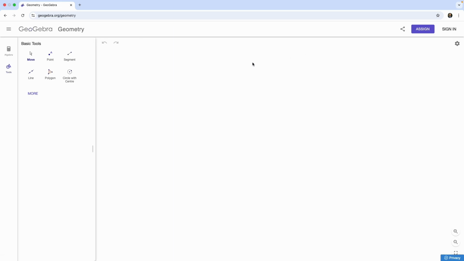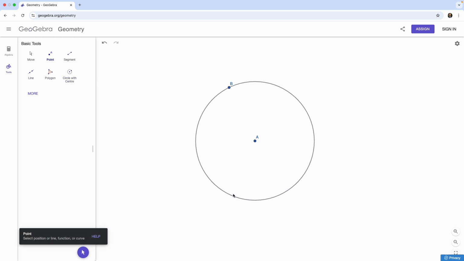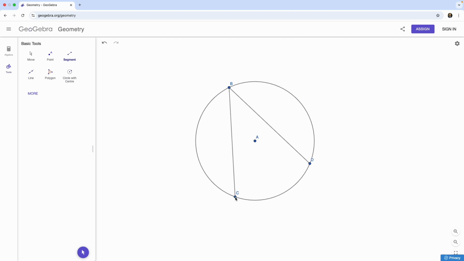So we need to draw a circle with a center. So we'll click on this icon and we'll draw a circle. Now we need 2 points that lie along the circumference, 2 more points. We'll have a point here and a point here. Now we want to draw some chords, so we'll click on segment, line segment, and we'll draw a chord between B to D, and another chord between B to C. Now we need 2 radii from C to A and D to A, so we click on C, we go to A, we click on D, and we go to A.